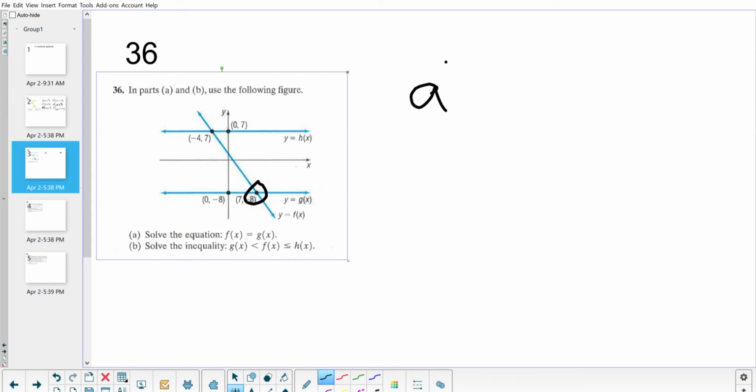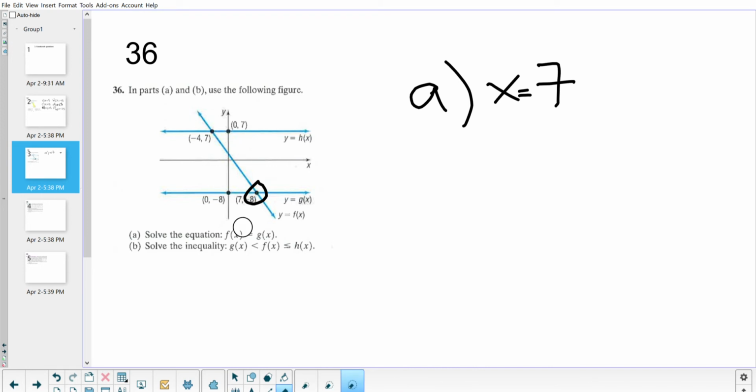So part A is, again, you're not writing the coordinate. It's giving Y values. Your answer is an X value: when X is equal to 7. Okay, then this one gets interesting.